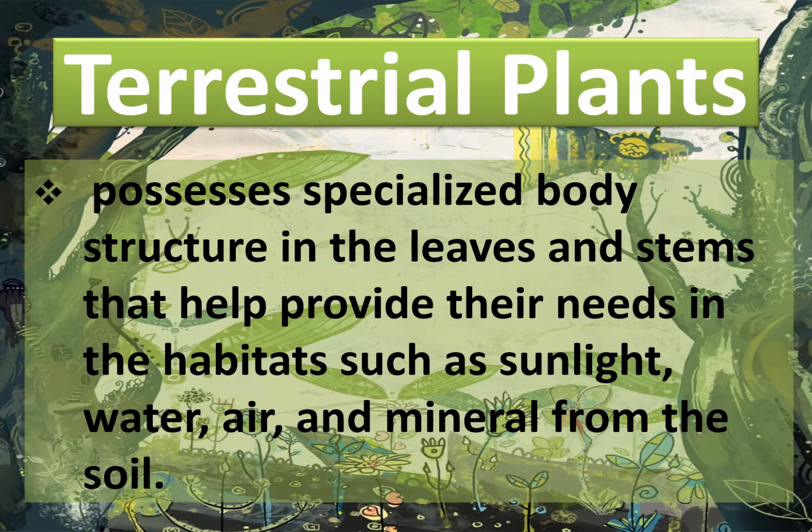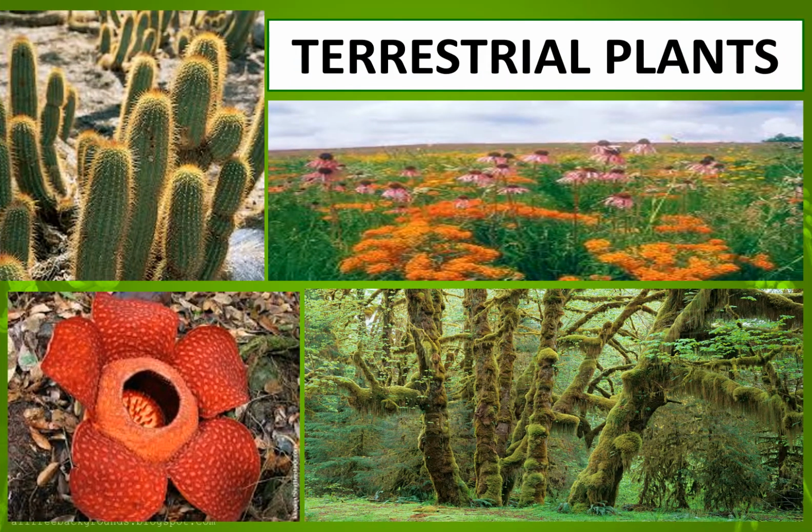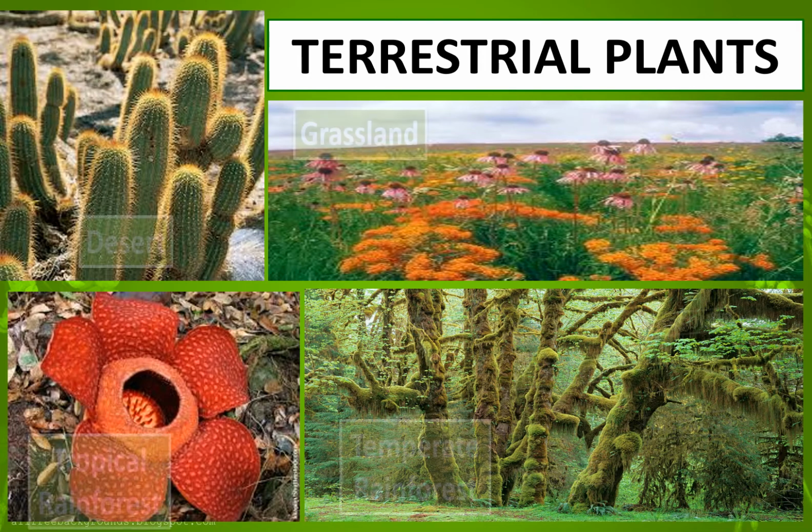Terrestrial plants have roots to anchor them to the soil and absorb water and nutrients as well. Most terrestrial plants grow in places where there is a moderate amount of water. So these are examples of terrestrial plants from different biomes.